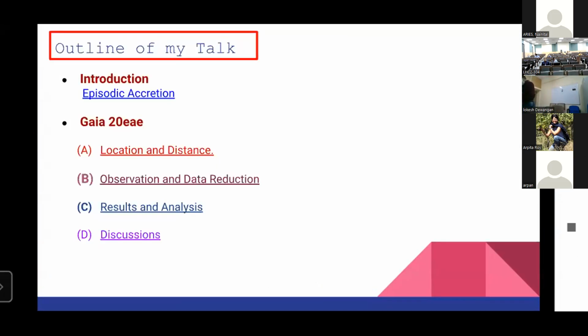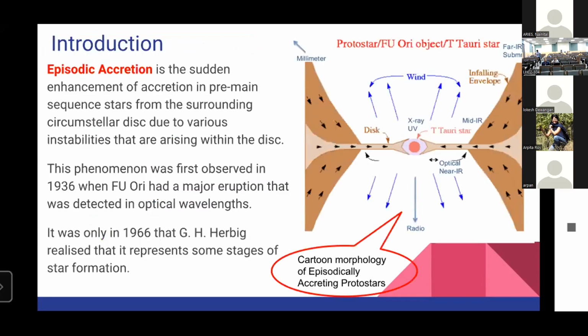Here you can briefly see the outline of my talk. I will give a brief introduction about what episodic accretion is, and then about Gaia 20eae, its location, the distance, and our observations and findings, and finally I will conclude in the discussion section. So what is episodic accretion?